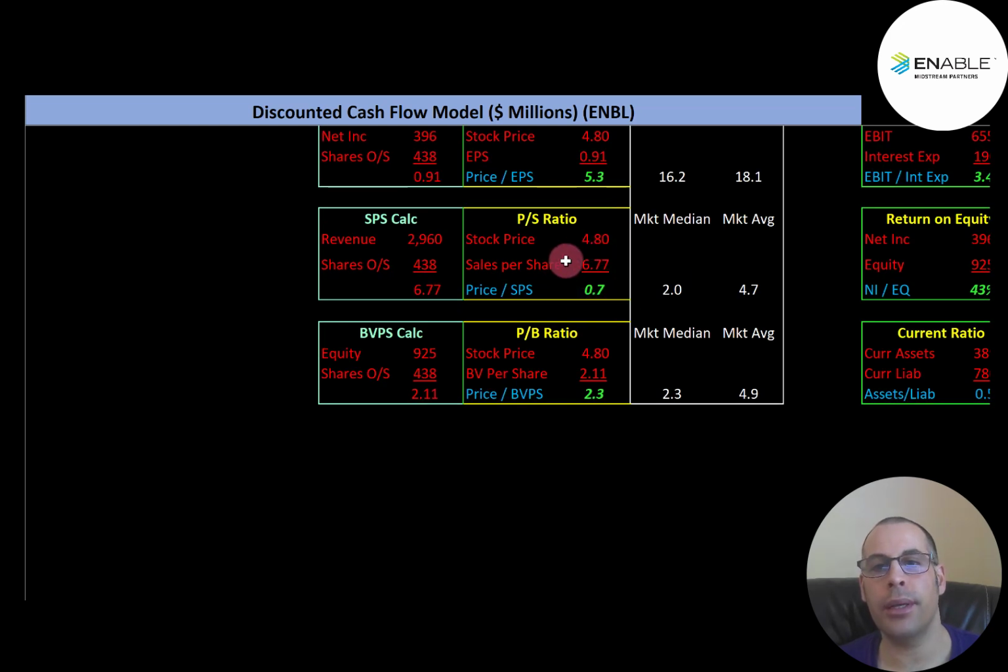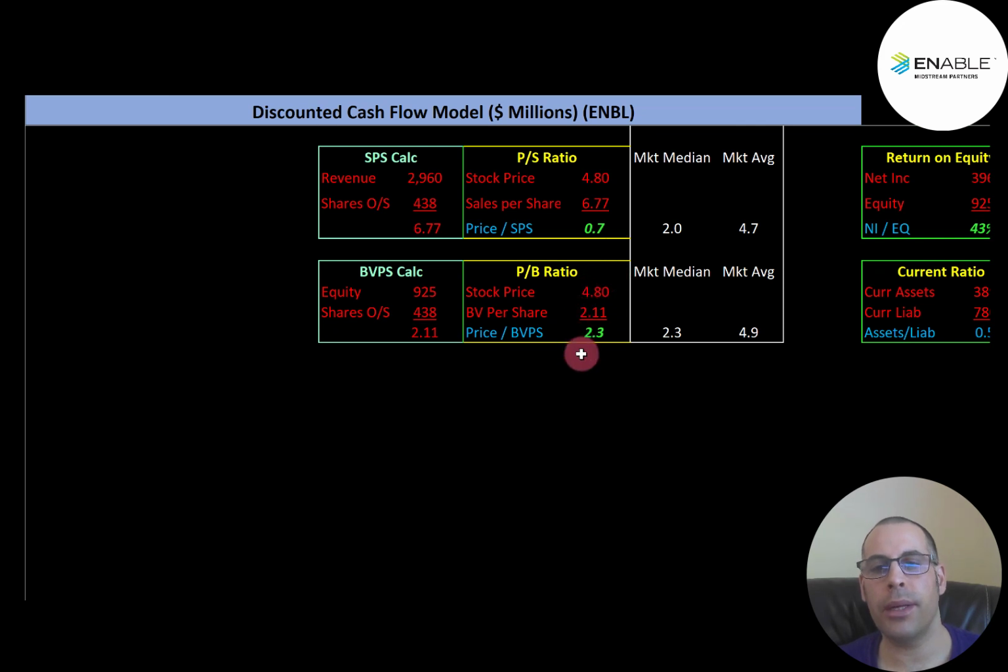Price to sales is also really good. The median is 2.0, the average is 4.7. Price to sales is stock price over sales per share. To calculate sales per share, that's revenue over shares outstanding. I like to see below 2.5, they're at 0.7, so investors are paying 70 cents for $1 of revenue.